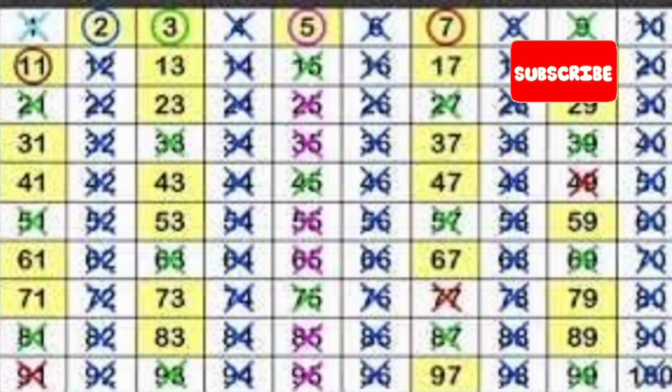Let's find. 2, 3, 5, 7, 11, 13, 17, 19, 23, 29, 31, 37, 41, 43, 47, 53, 59, 61, 67, 71, 73, 79, 83, 89, 97. Total prime numbers from 1 to 100 is 25. But remember that 2 is the only even number which is prime.